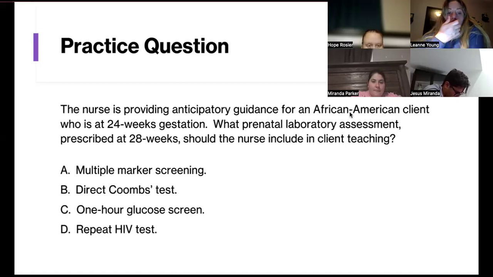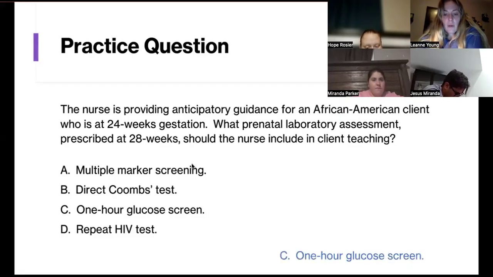All right, the nurse is providing anticipatory guidance for an African American client who is at 24 weeks gestation. What prenatal laboratory assessment prescribed at 28 weeks should the nurse include in client teaching? C. Our 1 hour glucose. Yep.